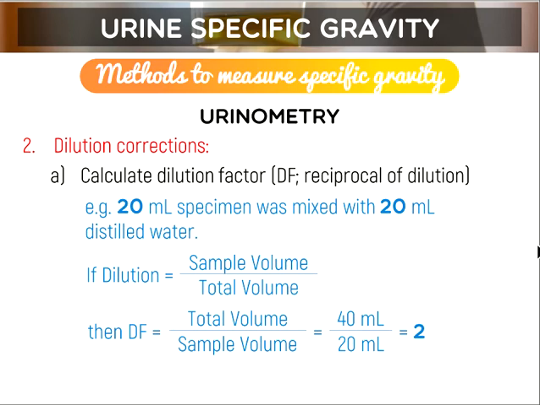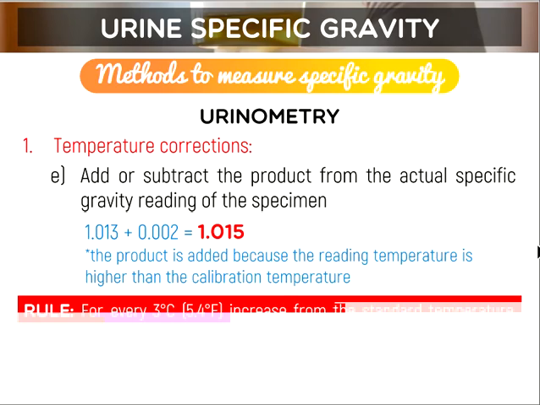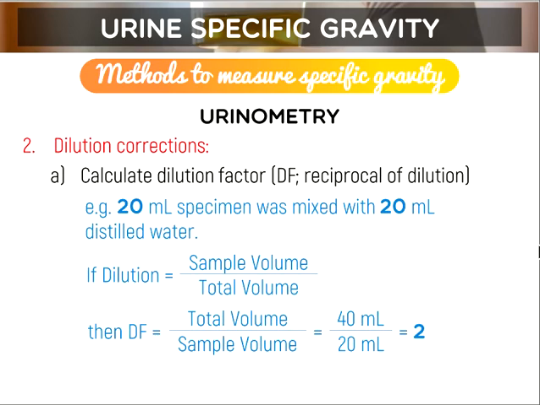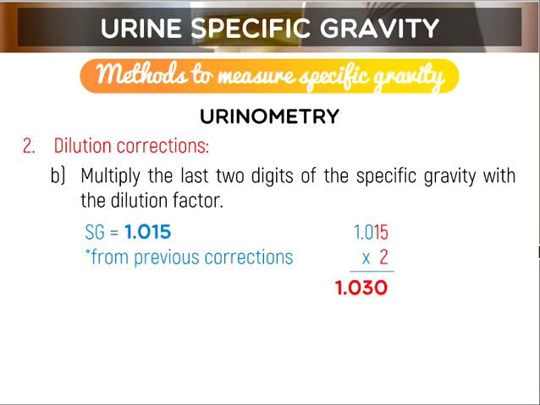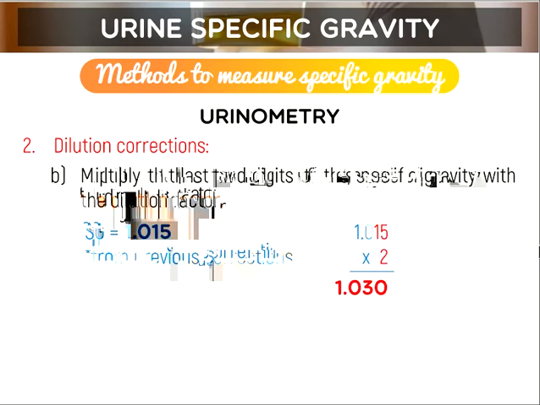Okay, so multiply the last 2 digits of the specific gravity with the dilution factor. So we have your 1.015 from your previous calculations. The last 2 digits are 15. Multiply by 2 is equal to 1.030, because your dilution factor is 2.